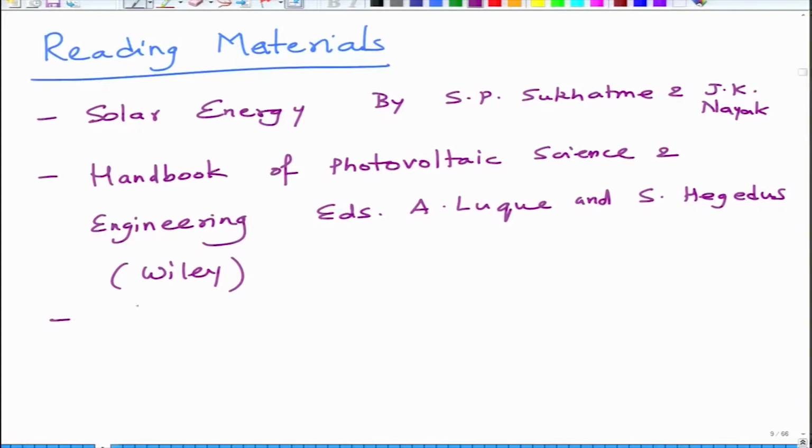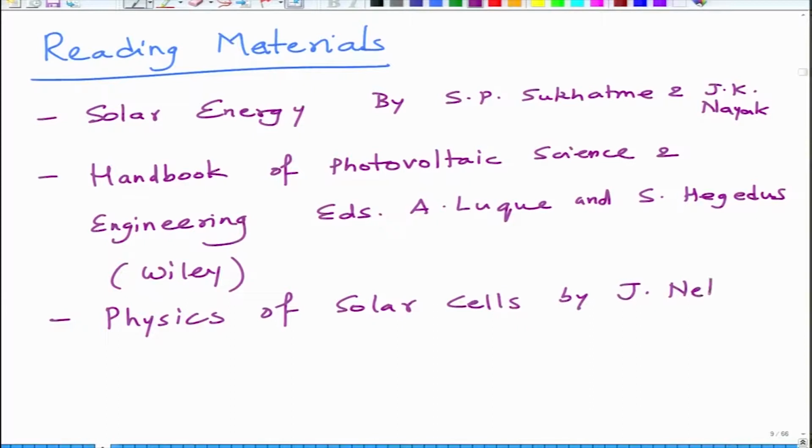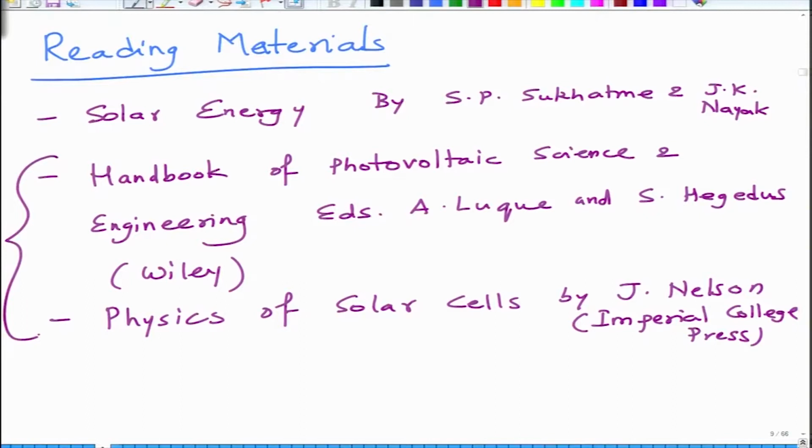And another book that I will recommend is Physics of Solar Cells by Jenny Nelson. This is from Imperial College Press. Again, a very good book from the perspective of fundamentals as well as technology. So these two books are primarily course based. These are two books which you have to consider towards this course, and this first book is for the week 1 part of the course.